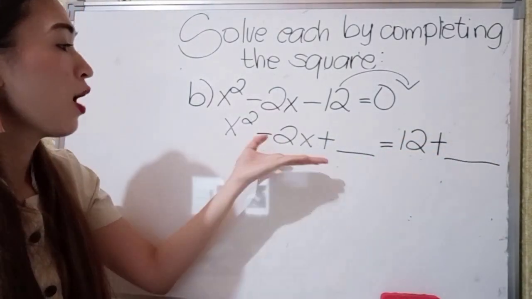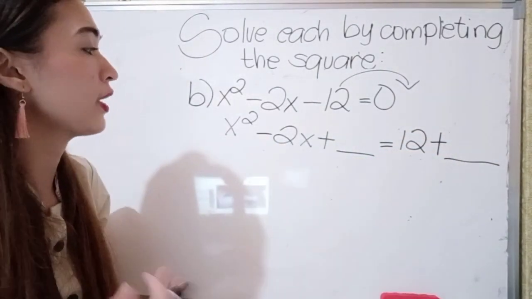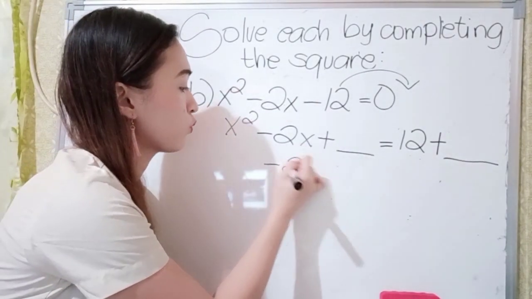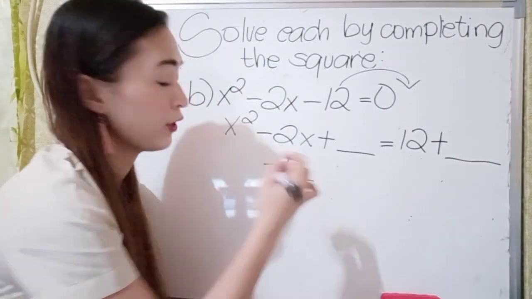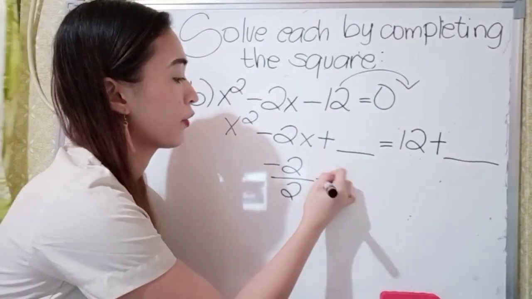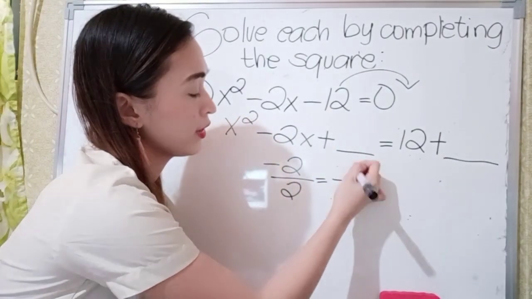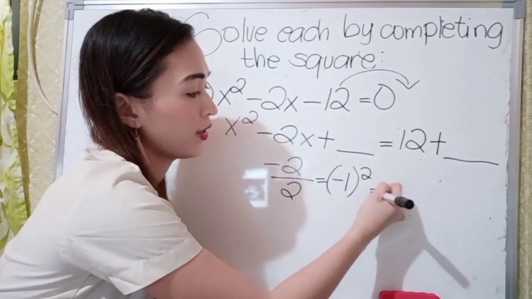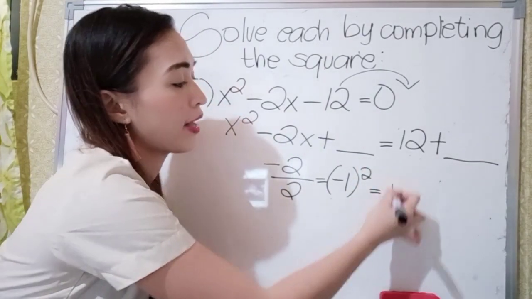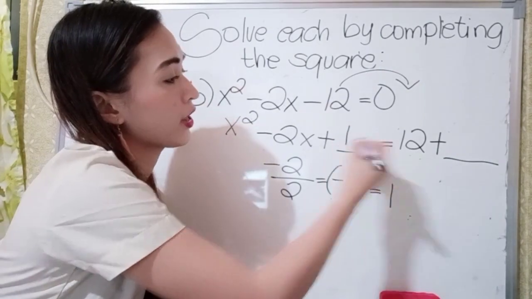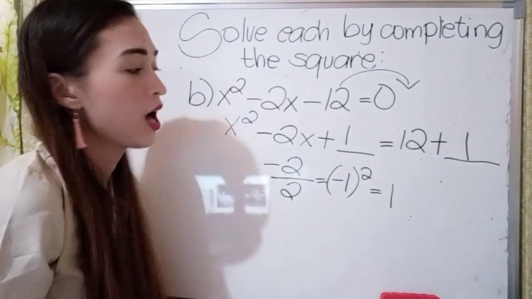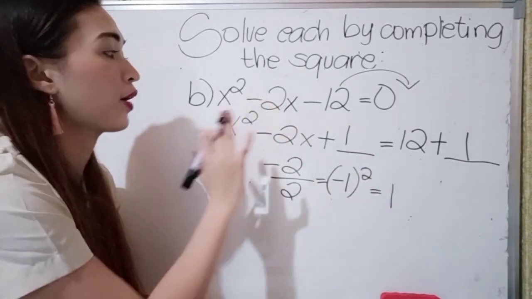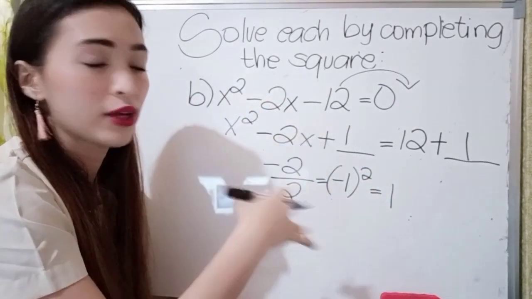Alright? So, complete the square of this. So, again, what is b here? So, our b is negative 2. So, negative 2 divided by 2 is negative 1. So, next is to square negative 1. So, what is the square of negative 1? So, we have 1. So, just write 1 here and also here. Now, get the factored form of this equation, x squared minus 2x plus 1. Okay?